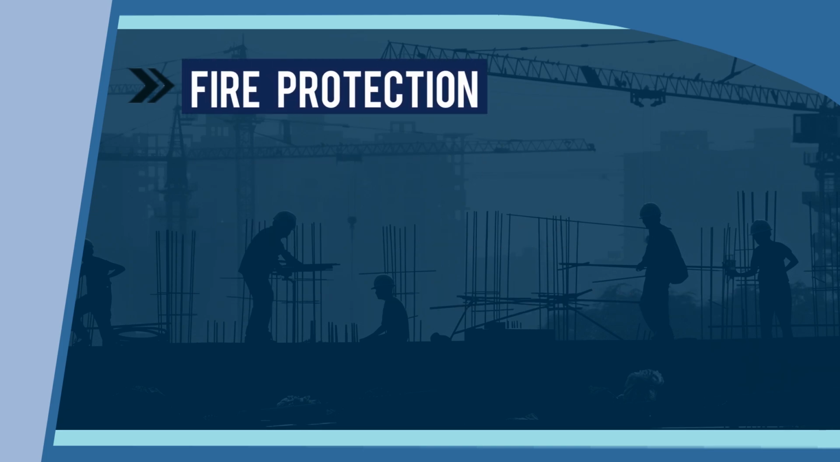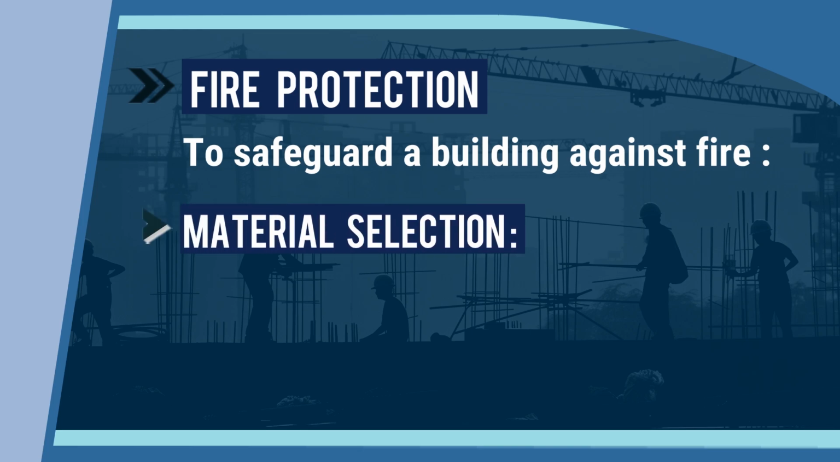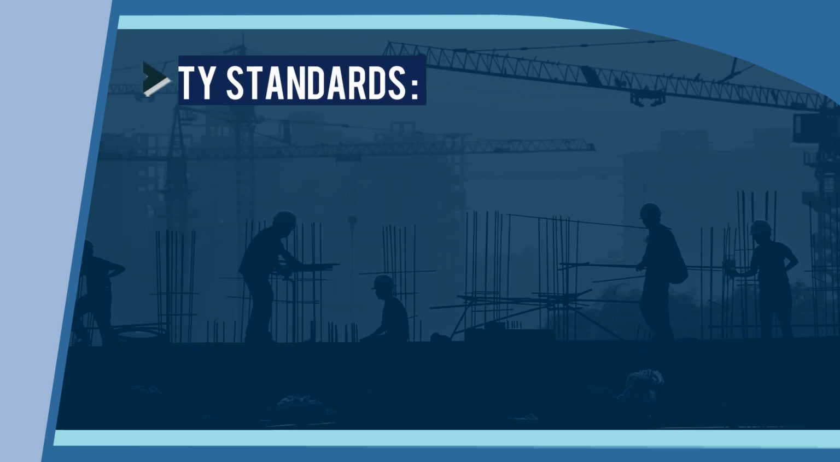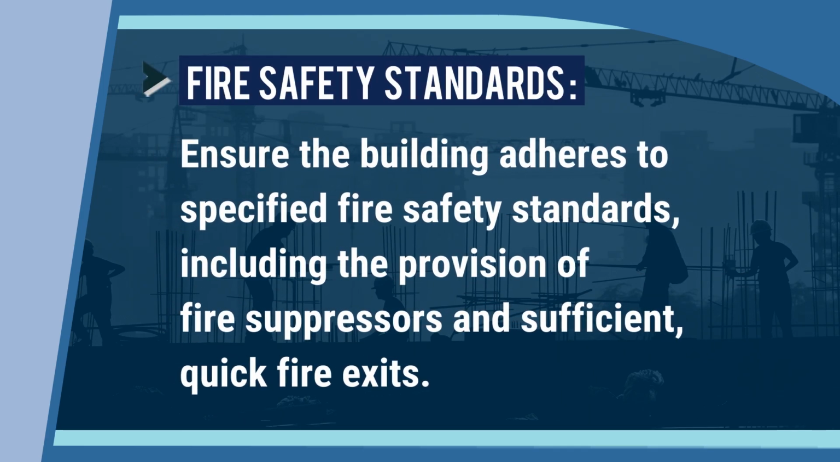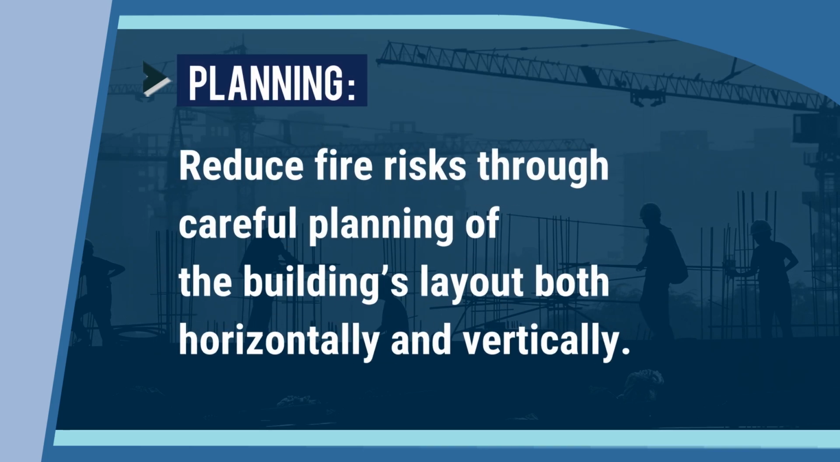Then the fire protection. To safeguard a building against fire, first we have material selection. Use composite and non-combustible materials for constructing walls, columns, beams, slabs, etc. Then the fire safety standards: ensure the building adheres to the specified fire safety standards, including the provision of fire suppressors and sufficient quick fire exits. Then the planning: reduce fire risk through careful planning of the building's layout, both horizontally and vertically.